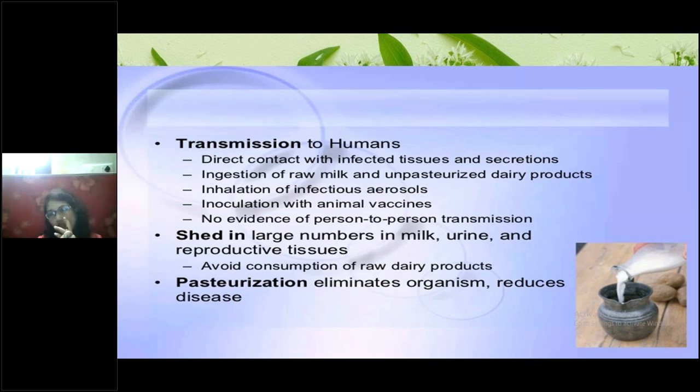And that is why all the milk packets that you take, those are all pasteurized and then they are distributed. So pasteurization eliminates the organism. And usually the dairies have a different battery of tests to ensure that they do not transmit the pathogen.